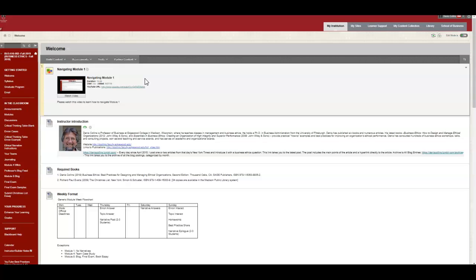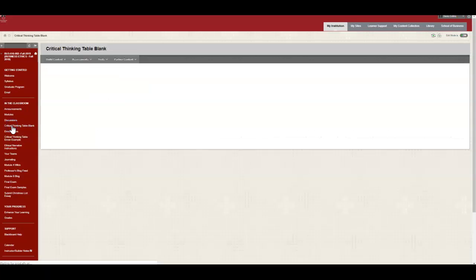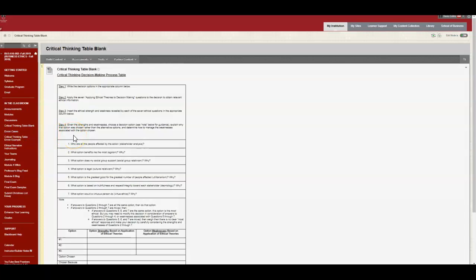Let's say your class Blackboard site is set up so that it automatically opens on the welcome page. Then you go to the left-hand side and you see this link that says Critical Thinking Blank Table. Click on that, and this is the table you're going to be using. I recommend you cut and paste the picture of this table and save it in a Word document, and then just fill it in every week. Use the same table each week from scratch, beginning with blank, and then you're filling it in.